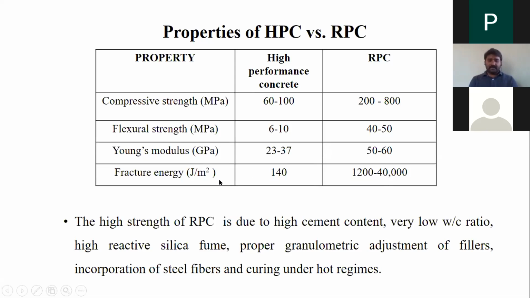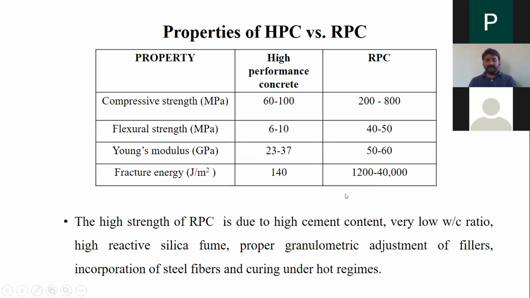What do you mean by that? As we are adding fibers here, the tensile strength or flexural strength will be very high. Because of that, the fracture energy, the load carrying capacity even after cracks appear, is very high for reactive powder concrete. So as you can see, the high strength of reactive powder concrete is due to high cement content, very low water cement ratio, highly reactive silica fume, proper adjustment of fillers, incorporation of steel fibers, and curing under hot regimes. Why we have to cure under hot regimes, we'll come to that in a bit. That is very important for producing reactive powder concrete if you want to achieve high early strength. It's because of this hot curing regime.